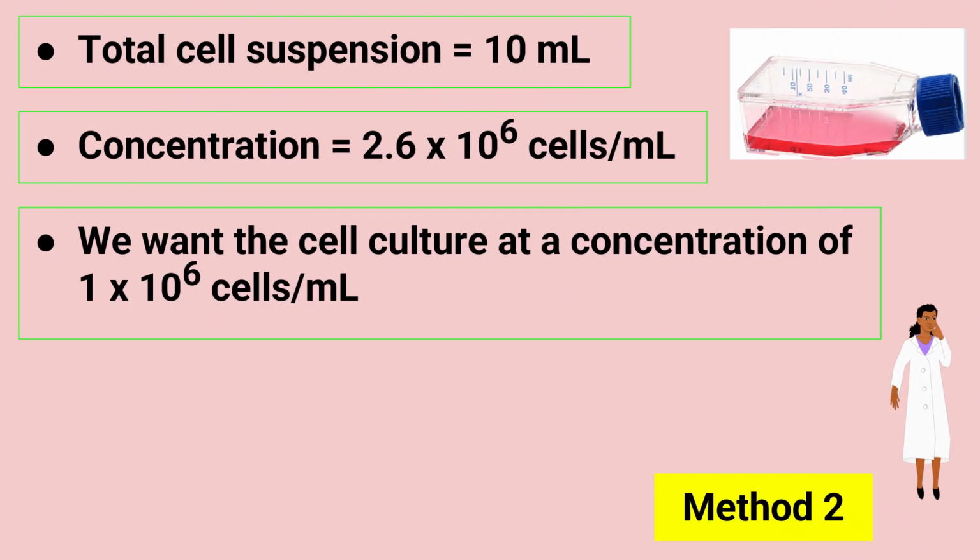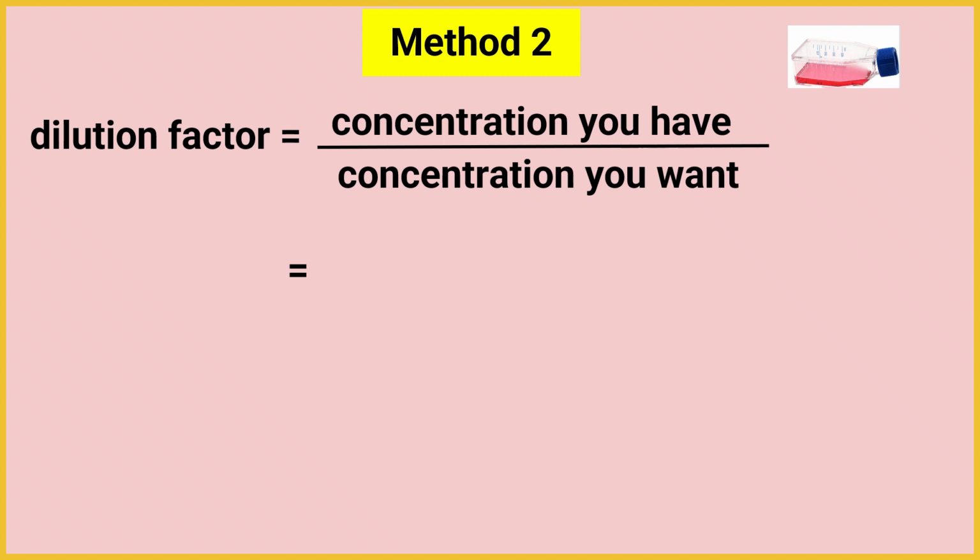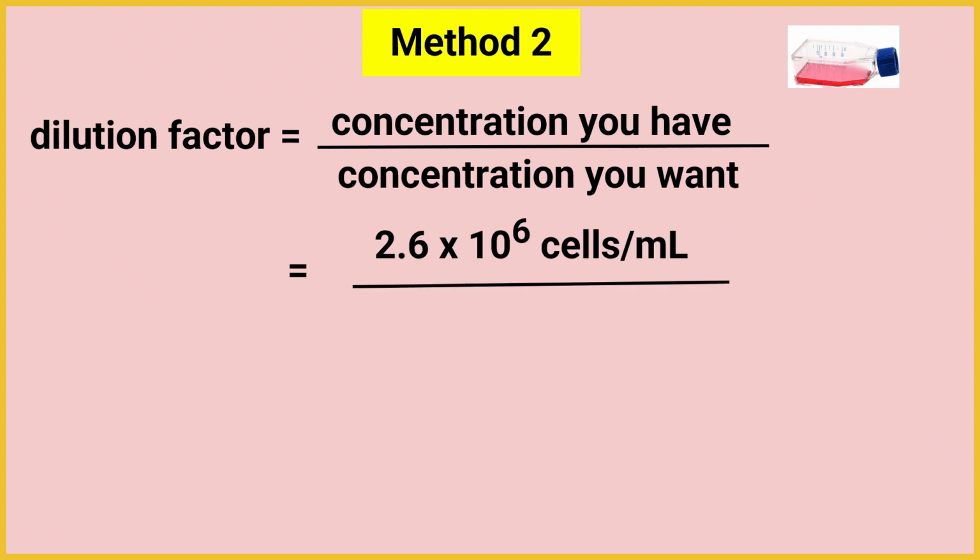Method 2. Using this method of calculation, we can change the concentration of the cell suspension by diluting it with more cell medium. First, divide the concentration you have by the concentration you want to determine the dilution factor. So, in this example, 2.6 times 10 to the 6 cells per milliliter divided by 1 times 10 to the 6 cells per milliliter gives a dilution factor equal to 2.6.